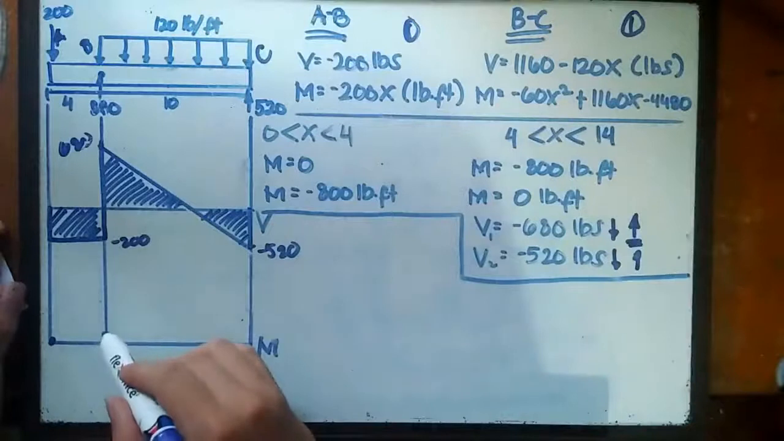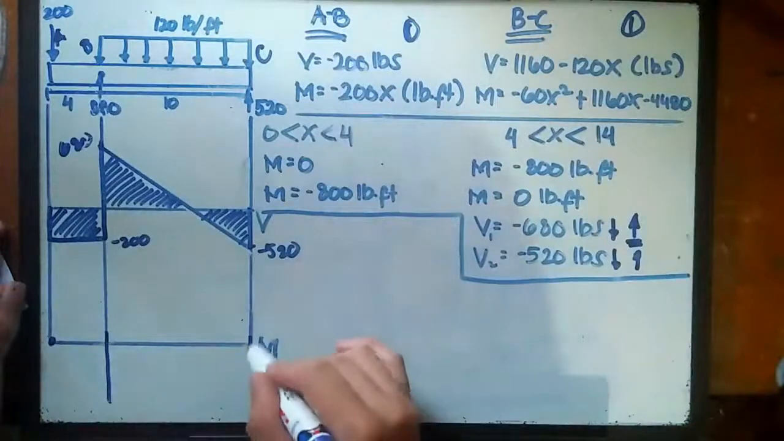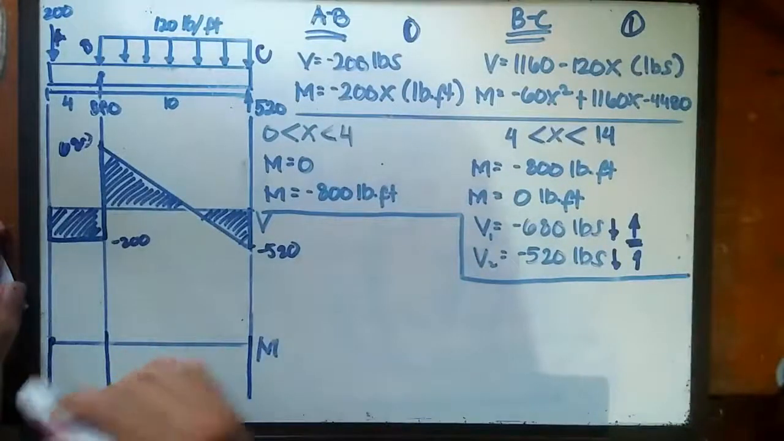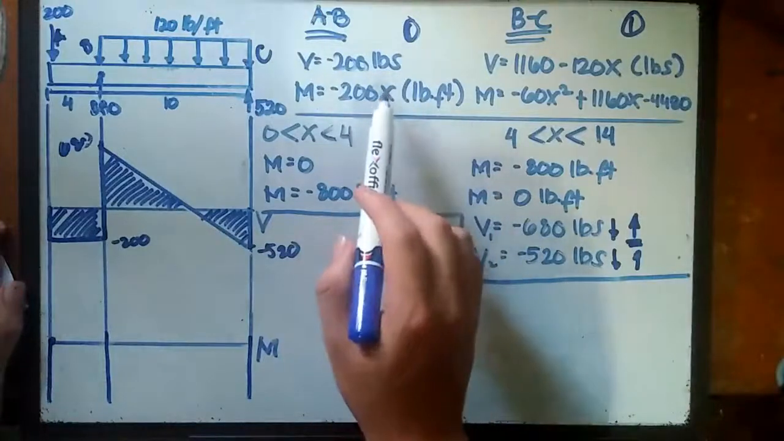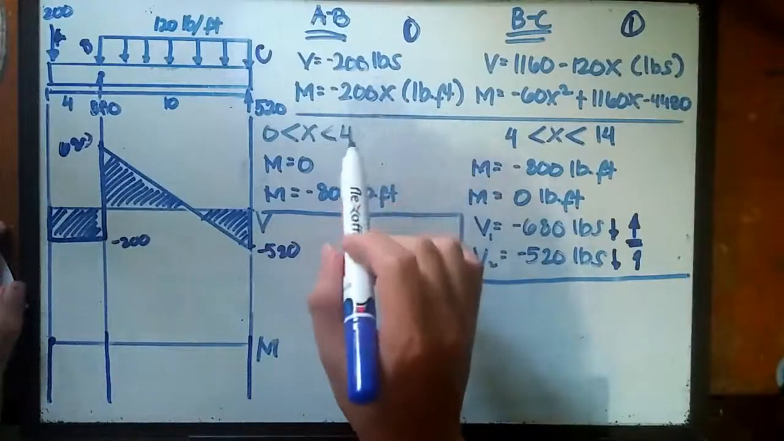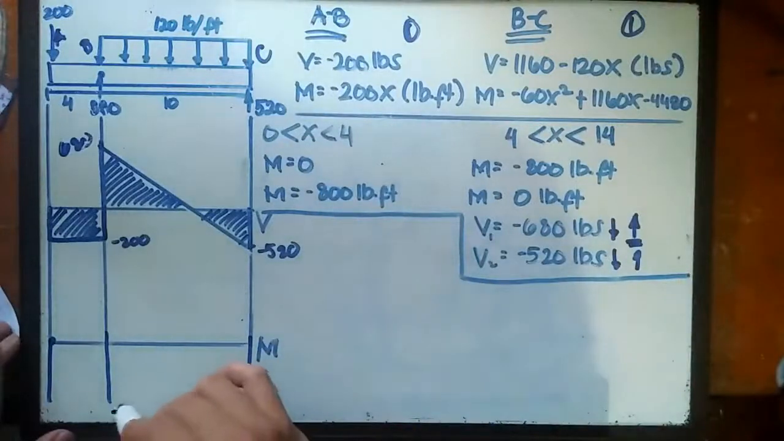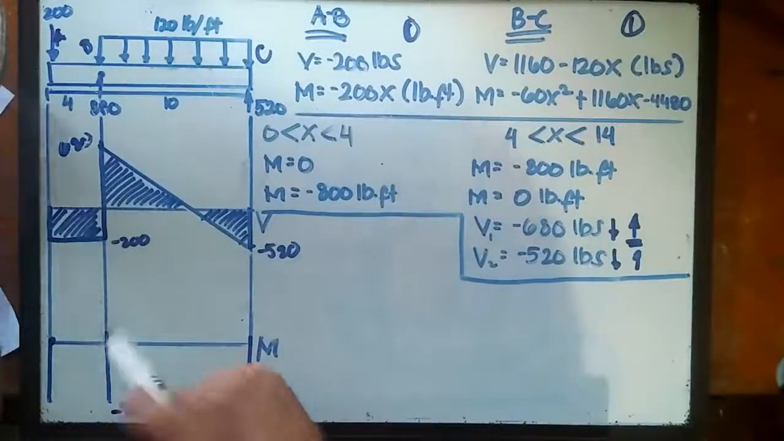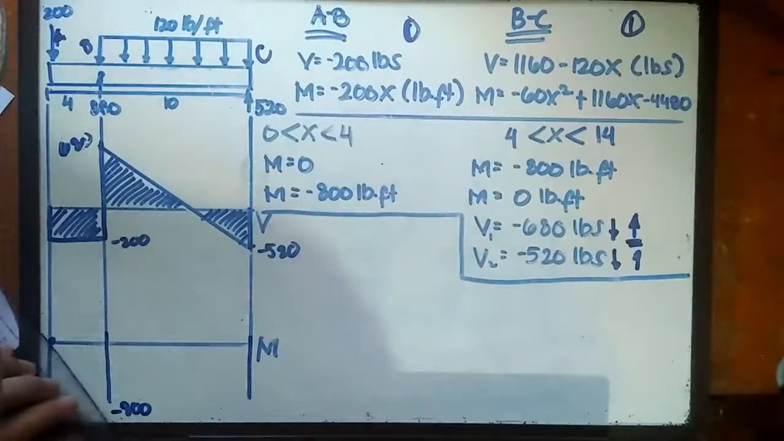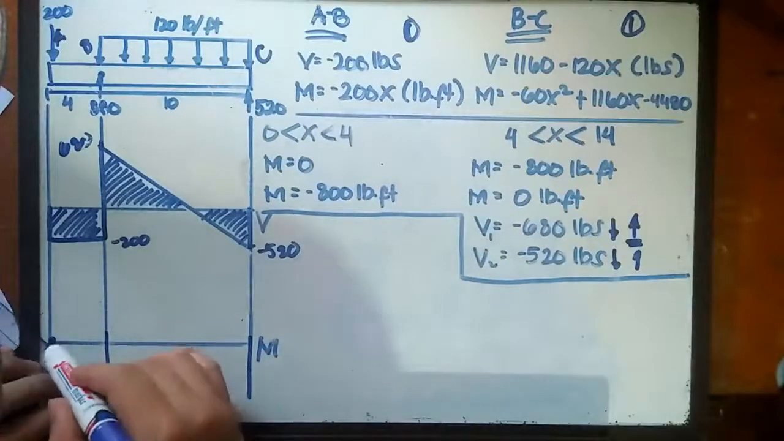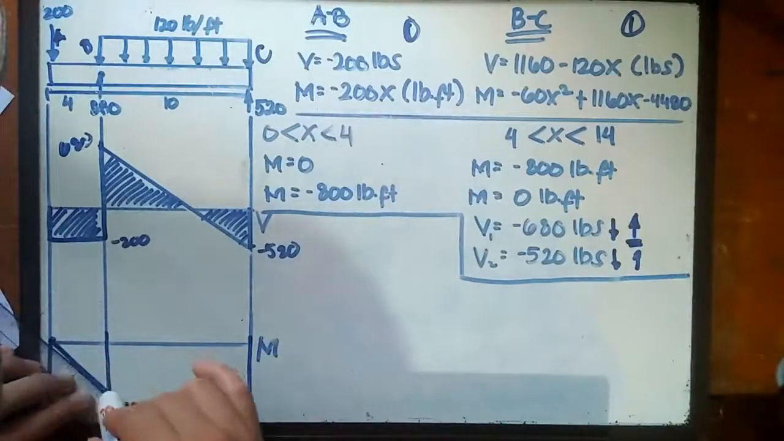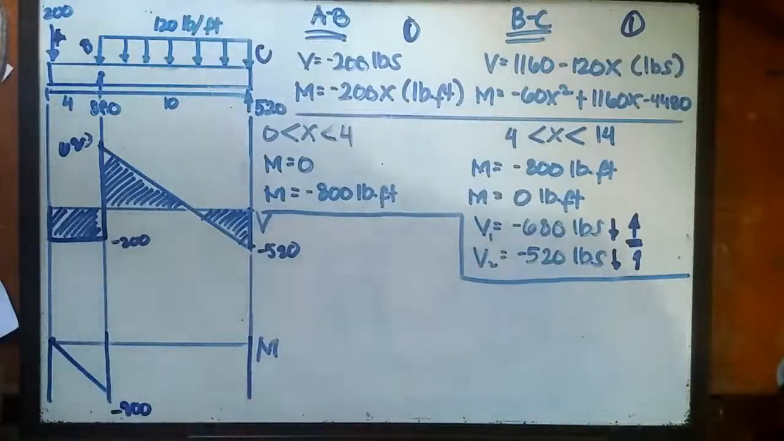So by extending this line going downward, and the degree of power of the equation is first degree, so that should be a straight line going downward. So this one is negative 800. So graphing it downward like that. So that's negative 800.